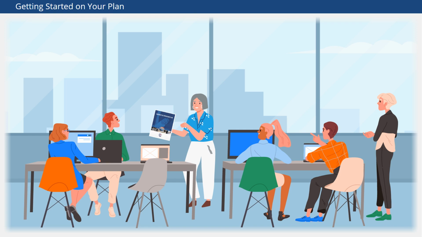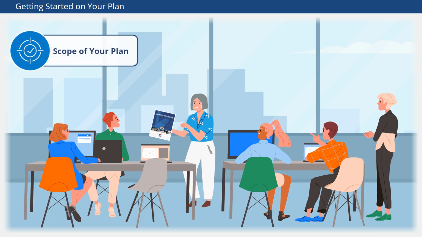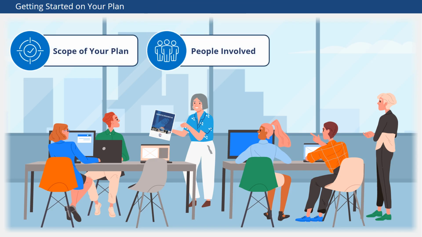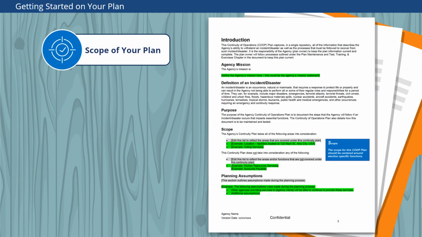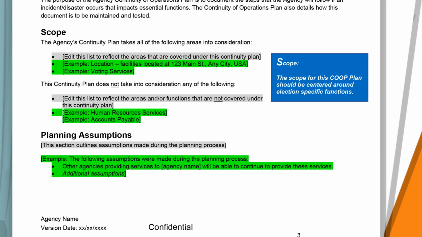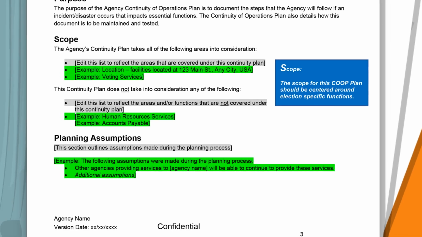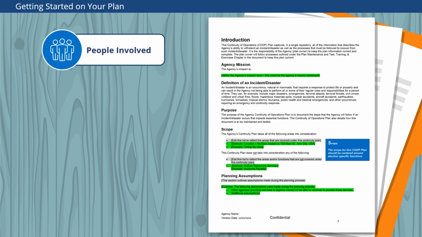Developing an effective COOP starts with thinking through three things: the scope of your plan, the people you will involve in creating and implementing it, and the steps to put your plan into effect. First, identify the scope of your COOP, including the areas that are and are not going to be considered in your plan. Remember that the focus of your plan should be on the essential work your office does, not every function. Second, name your continuity team.